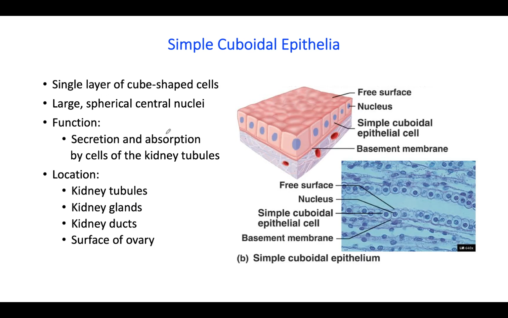Another type of epithelial tissue is simple cuboidal epithelia. Cuboidal epithelia. So the cell has a cube-like shape, and simple, therefore a single layer of cube-shaped cells. And the size of the nucleus is large and located at the center of the cell.